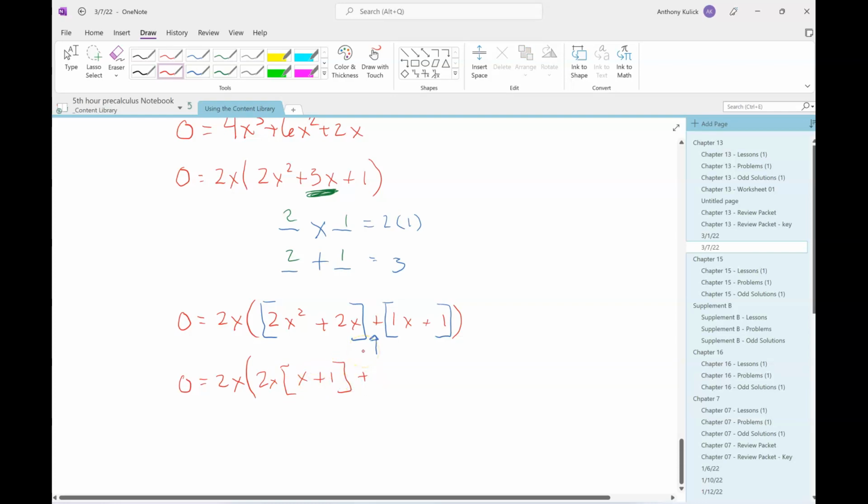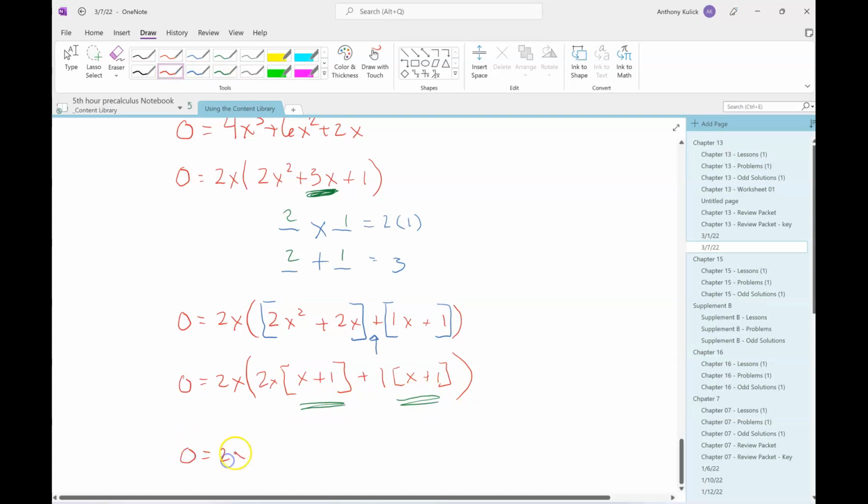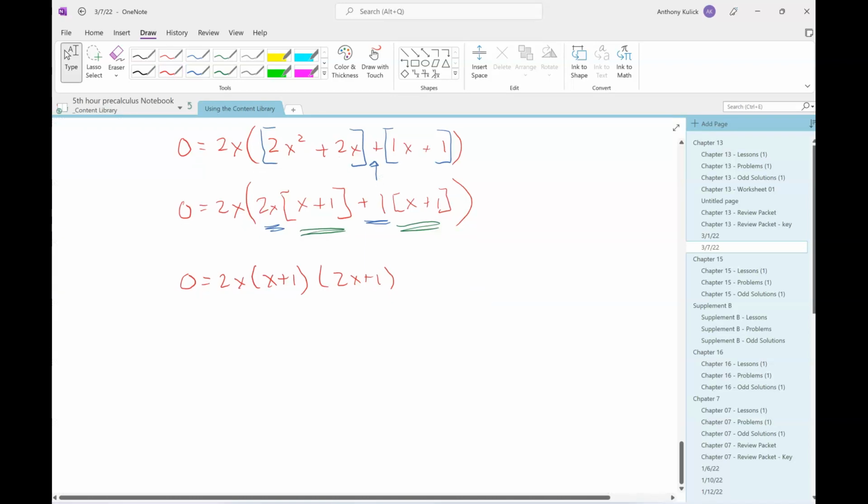If I look at the second group, is there a greatest common factor? In this case, I'm going to just put a 1 there. Yeah, there's nothing really in common, but I need to have something there. So if I look now, the x plus 1s are both in common. So I'll factor that part out. And what's left after I factor that out is the 2x plus 1. Does that ring some bells there for us? Okay.